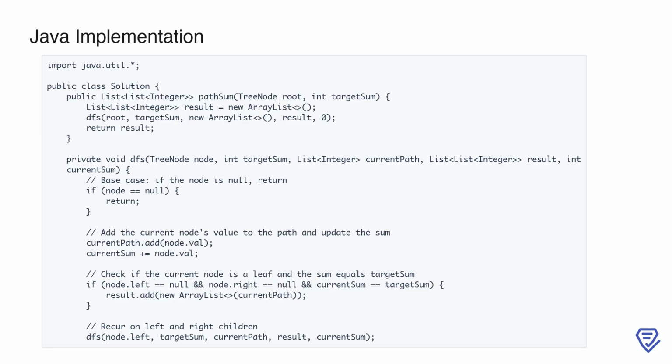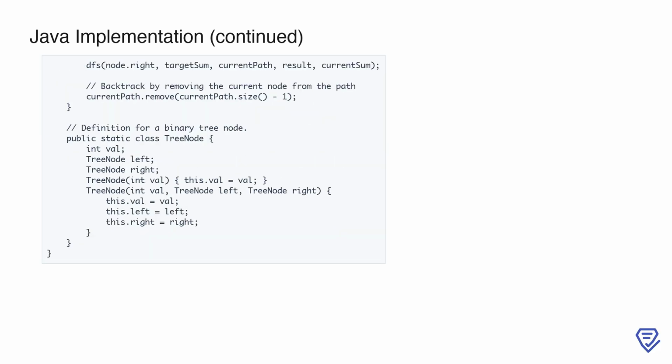If both conditions are true, we've found a valid path, so we add a copy of the current path to the result list. From there, we continue the depth-first search by recursively calling DFS on the left child. We also make a recursive call to DFS on the right child to explore all possible paths. Once we're done processing the current node and its children, we backtrack by removing the last node from the current path. Backtracking is essential because we need to restore the state of the current path for further exploration without affecting other branches of the tree.